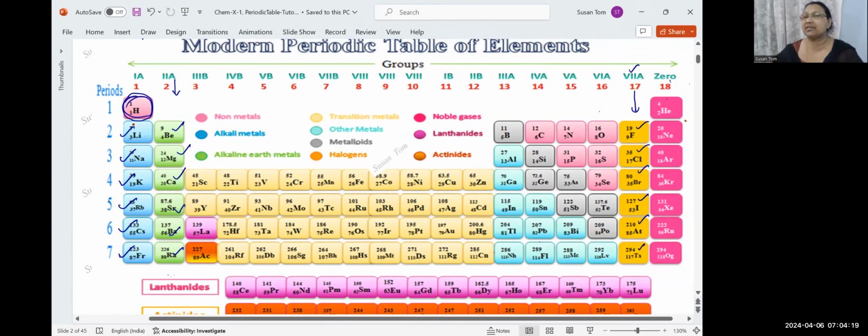And fifth thing to learn is elements of group 18, which is also called group 0. What are they? Helium, neon, argon, बोलो बच्चे, krypton, xenon, radon, and oganesson.